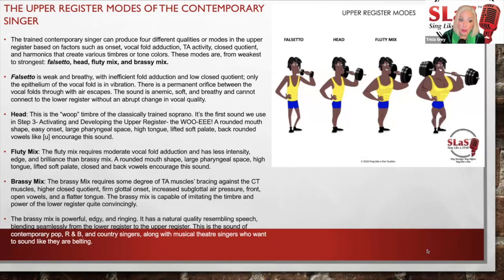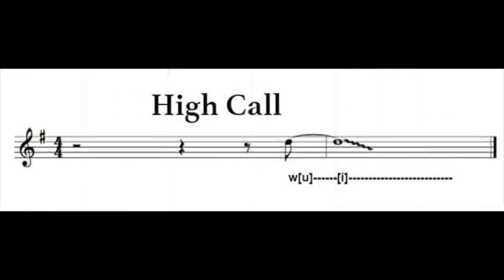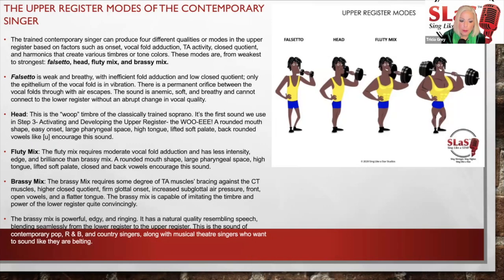Then there's the head mode. This is the whoop timbre of the classically trained soprano. It's the first sound we use in step 3, activating and developing the upper register, the woo-wee. Woo-wee! A rounded mouth shape, easy onset, large pharyngeal space, high tongue, lifted soft palate, and back rounded vowels like ooh encourage this sound.